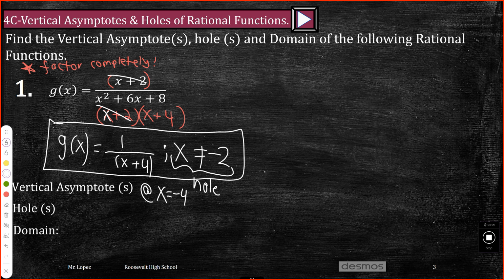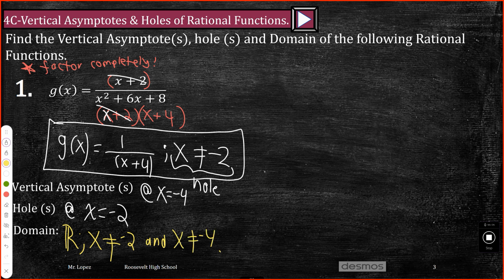And there's one hole at x equals what? Negative 2. And so the domain will be what? All reals. X cannot equal the hole or the vertical asymptote. So x cannot equal negative 2, and also x cannot equal negative 4. X is not defined there, because at negative 2 it has a hole, and at negative 4 it has a vertical asymptote.